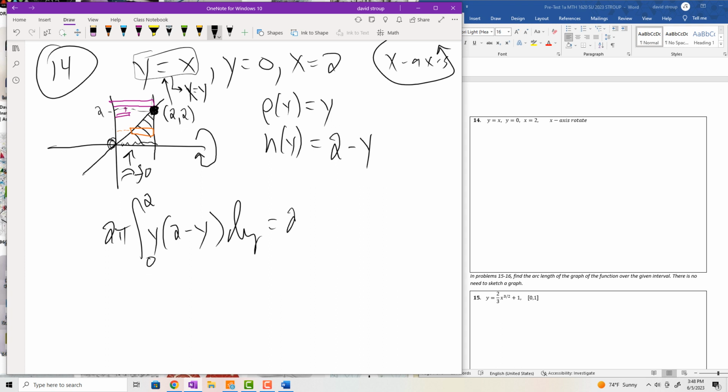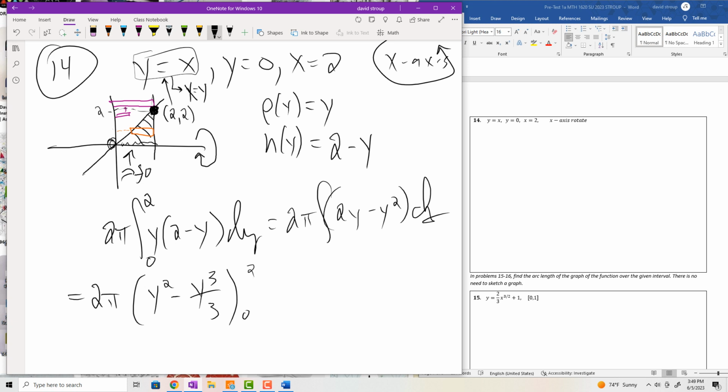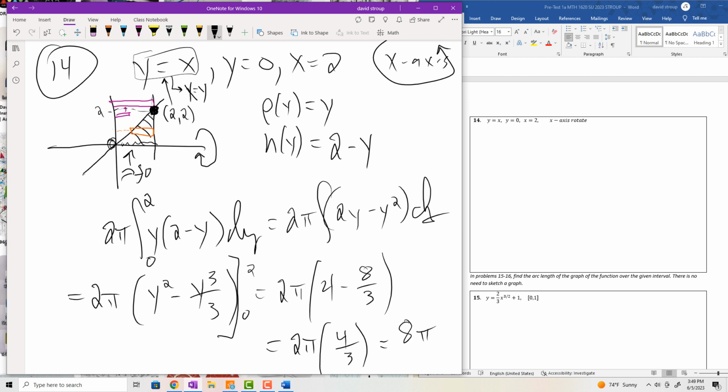Okay, then you integrate, so 2 pi integral 2y minus y squared dy, and then power rule on it, 2 pi times, this will be 2y squared over 2 is y squared minus y cubed over 3 from 0 to 2. So 2 pi times 4 minus 8/3 minus 0 minus 0, so just 4 minus 8/3. 4 minus 8/3 is 12/3 minus 8/3, which is 4/3, and then that'll be 8 pi over 3. Okay. So couple shell problems.